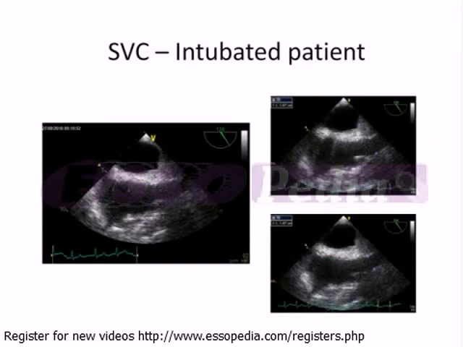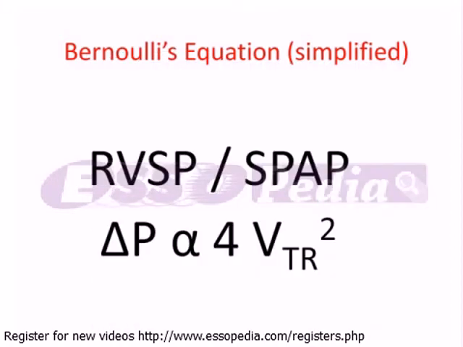Moving on to pressure measurements, one of the fundamental equations that we use in echocardiography is the simplified Bernoulli equation to calculate pressure drops between two chambers. It states that the change in pressure is proportional to 4 times the velocity of the jet squared. In the case of the tricuspid regurgitant signal, the right ventricular systolic pressure, the pressure gradient between the right ventricle and right atrium, is proportional to 4 times the velocity of the tricuspid regurgitant jet squared.